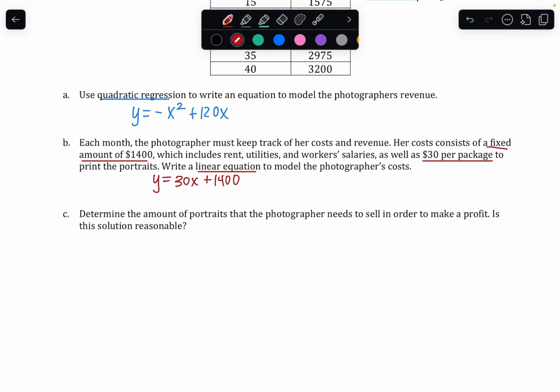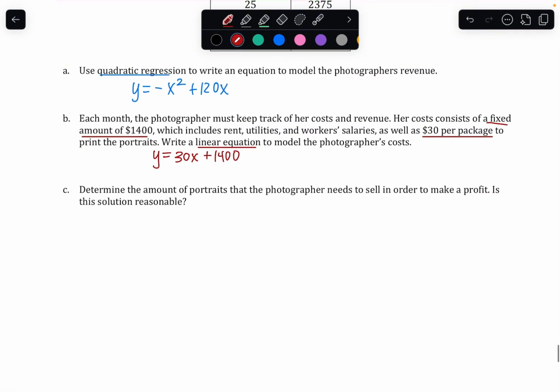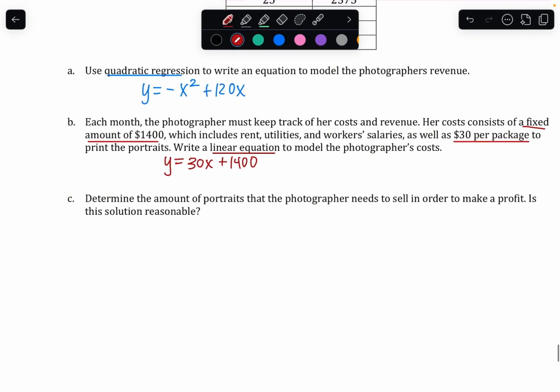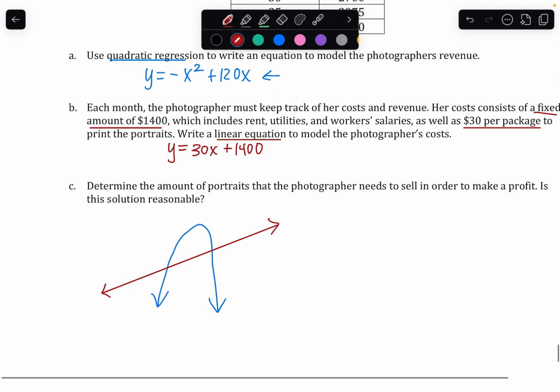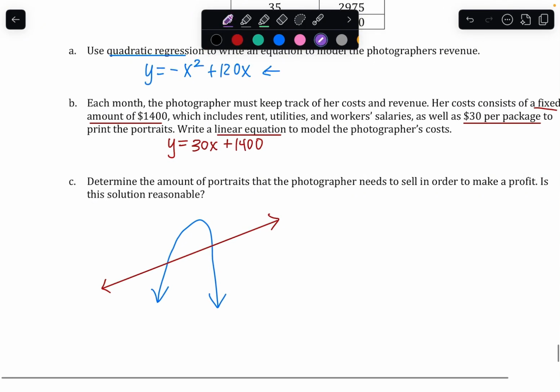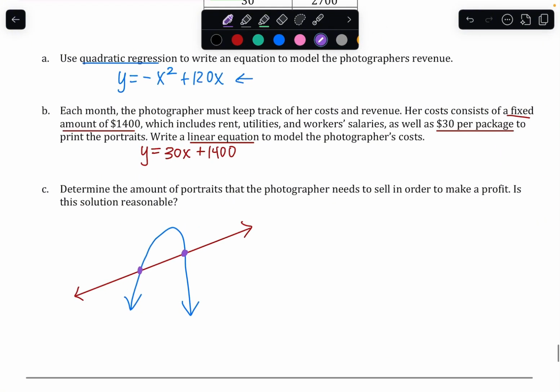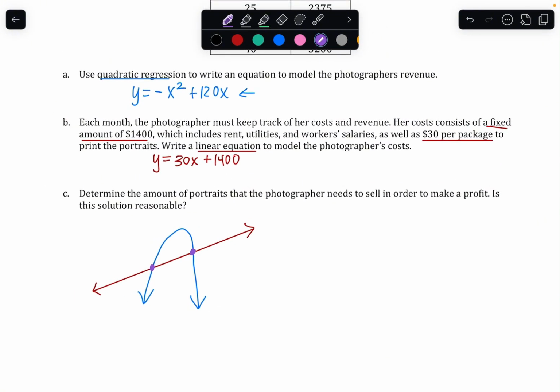Okay, and so now we have a linear quadratic system. So it says determine the amount of portraits the photographer needs to sell in order to make a profit. Is this solution reasonable? Okay, and so I have a quadratic here. We know it's opening down because of the negative a value here. And then we have a positive slope for our line. And so when we graph this, we should find 2 intersection points. And then we want to know where she's making a profit.